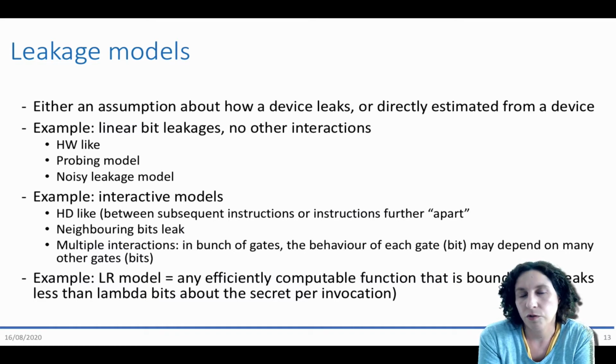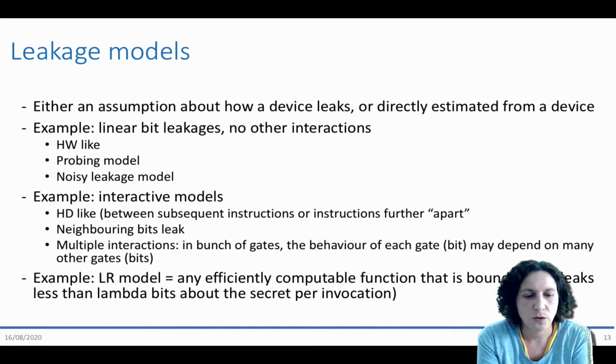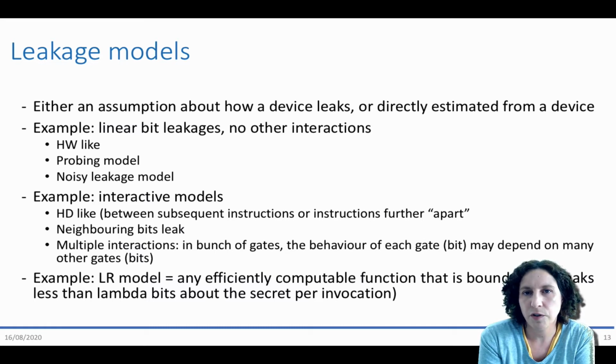Variables remain for quite a while in a processor, and so Hamming distance interactions can occur between variables that are far apart in the program code. But people have also observed that neighboring bits leak jointly, or that there are more complex interactions, in particular when it comes to implementations of complicated functions, so S-boxes in combinational logic. Then we know that the leakage from these tiny components in hardware is a highly nonlinear function in the input or output.